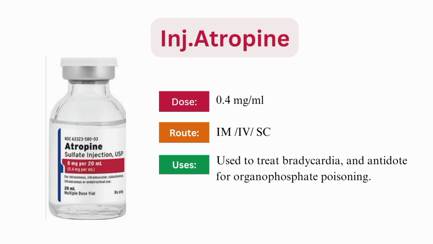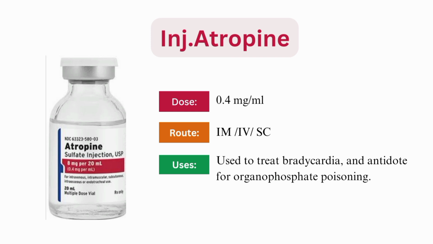Atropine is used to treat symptomatic bradycardia, and in organophosphate poisoning, atropine is the critical antidote, which includes certain pesticides and nerve agents. In pre-anesthesia, it is used to reduce salivation and bronchial secretion during surgery. And in ophthalmology, it is used to dilate the pupil during eye examination.